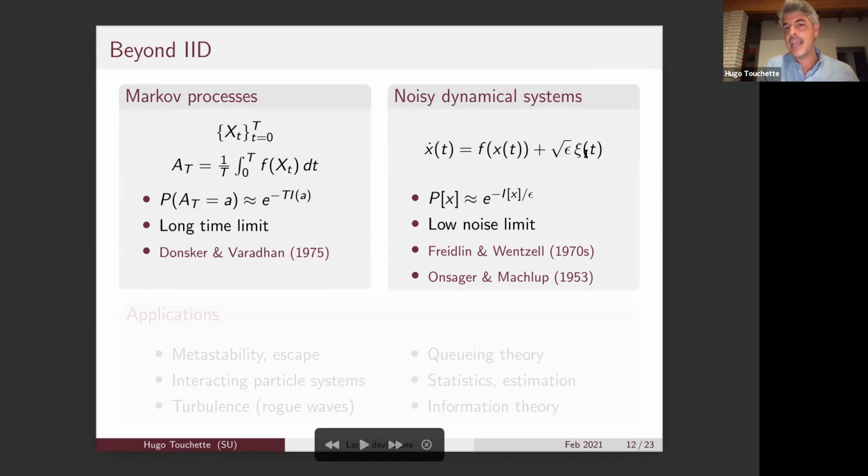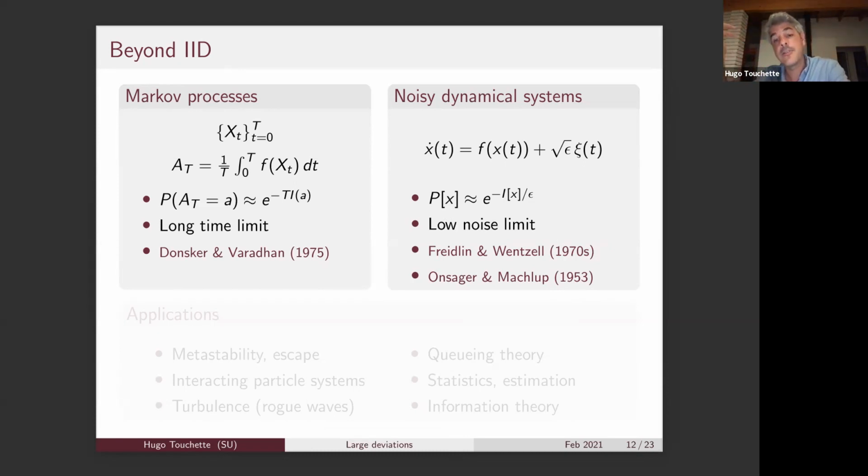If you have a noise perturbation and you're putting the noise to zero, then the whole system dynamics will converge towards the deterministic dynamics described by the differential equation. And this is what the distribution will tell you. The probability of the trajectories will just concentrate around the deterministic trajectory of your system. And this is the low noise limit. So this is an entirely different scaling limit, but you still have that property that probabilities behave exponentially. And that was worked out by two Russian mathematicians, Freidlin and Wentzell, in the 70s.